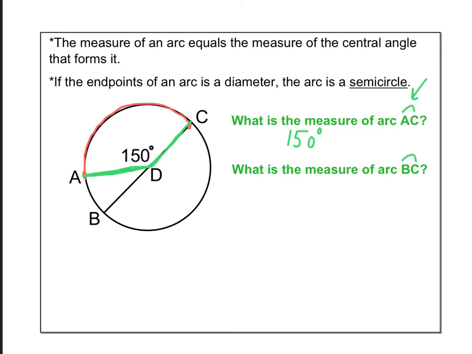Okay, second part here, another piece of information. If you look at the second asterisk at the top, if the endpoints of an arc are a diameter, so the chord cuts through the center of the circle, BC is a diameter, so that would make arc BC 180 degrees. It's a semicircle, half of the circle, because the angle BDC is 180 degrees as well. So it's just a special example of using the central angle.